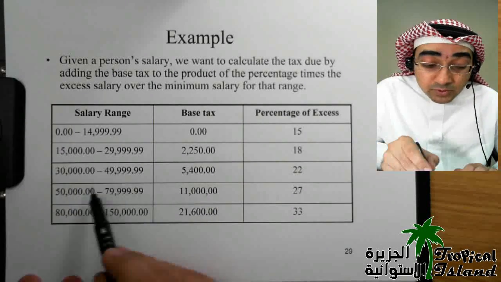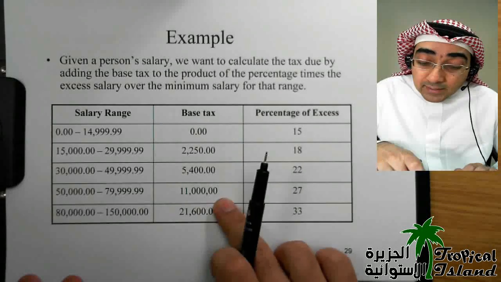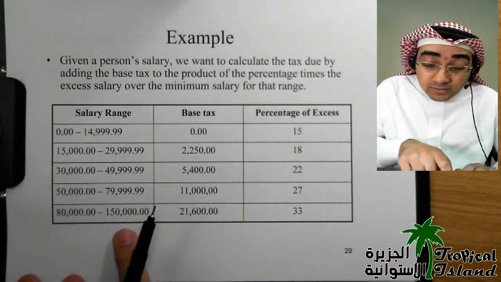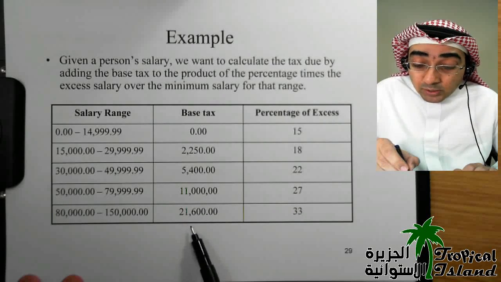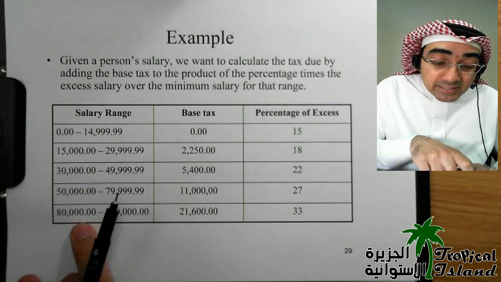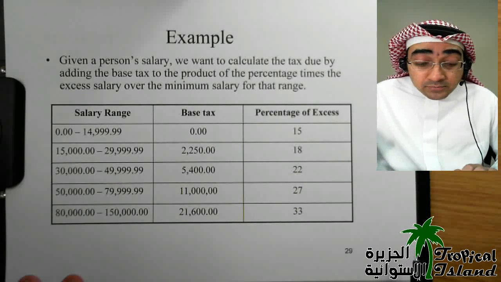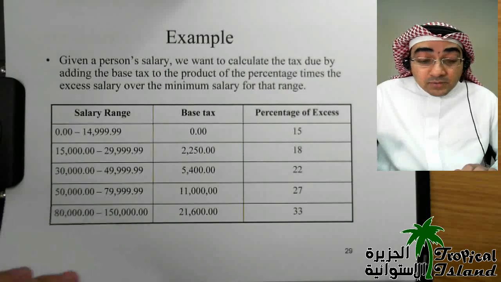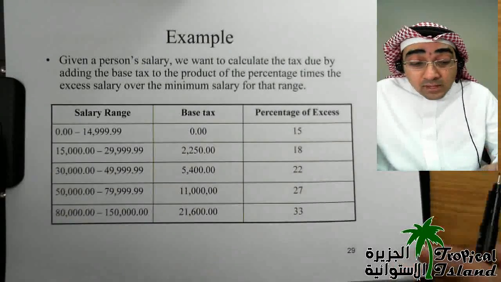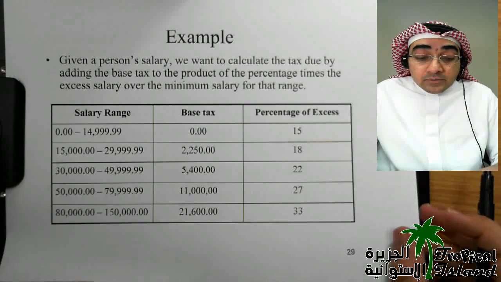And if you are in this bracket, between 50,000 and 79,999, you're going to be paying 11,027 plus a percentage of your salary minus the 50,000. And if you are in this bracket, you're going to be paying 21,600 plus 33% of your salary minus the 80,000. Okay, so this is how you calculate the taxes. If you are paid more than 150,000, you have to contact the department that calculates the taxes, and you will be told what taxes you have to pay. If you're paid 0 or less, then you don't have to pay taxes.